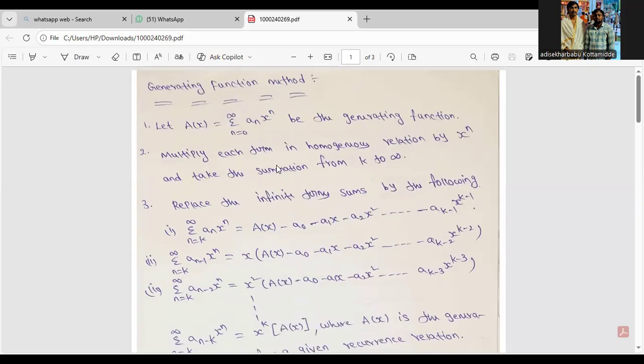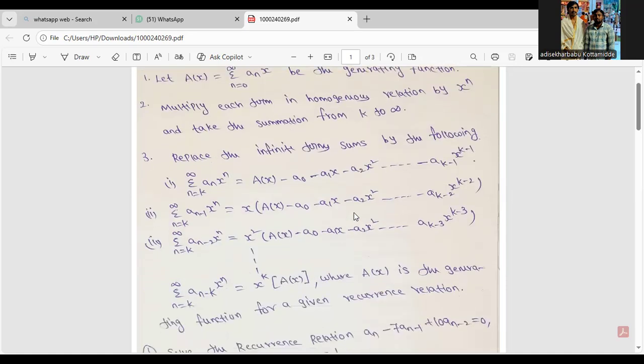Step 2. Multiply each term in the homogeneous recurrence relation by x power n and take the summation from k to infinity. In a homogeneous or non-homogeneous recurrence relation, multiply each term by x power n and take the summation from k to infinity. Here k means the order of the given recurrence relation. Third step is to replace the infinite sums by the following.